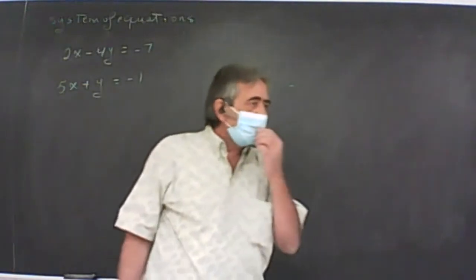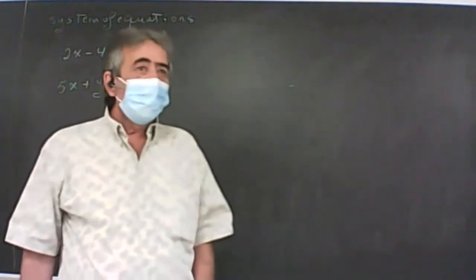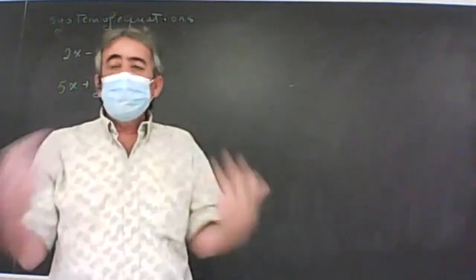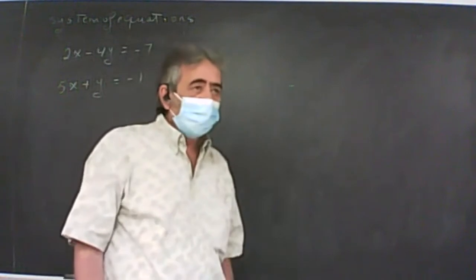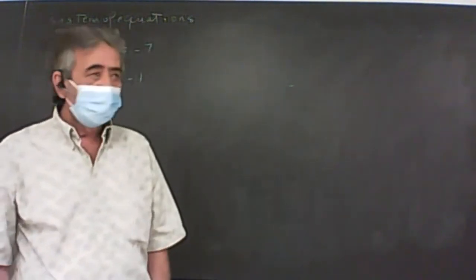And the easiest way to do that is eliminate the variable that has a coefficient of 1. Because when you have a 1, you can manipulate that and make it whatever you want by simply multiplying the whole equation by a certain number.